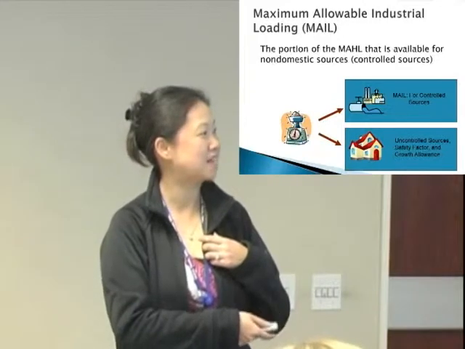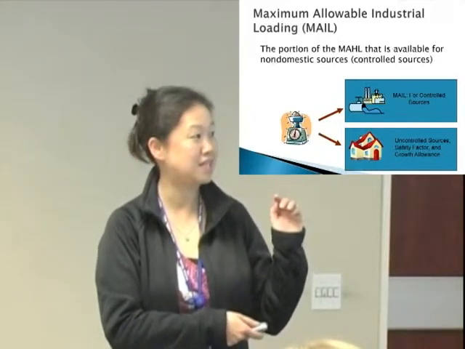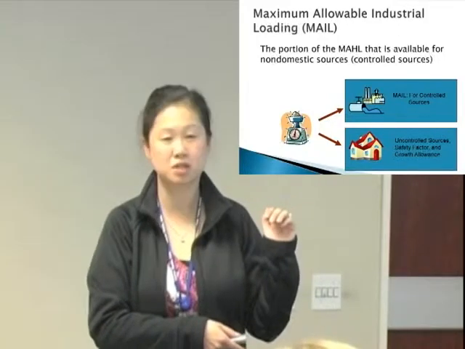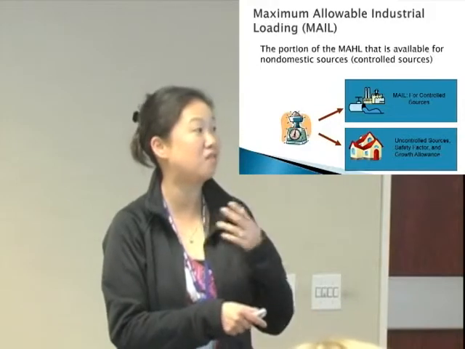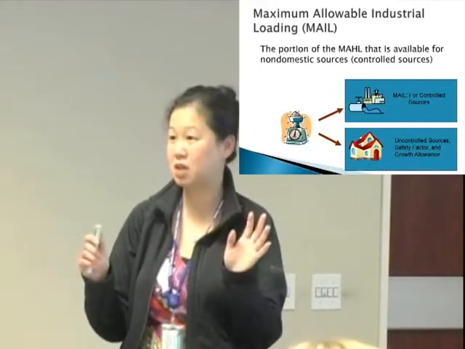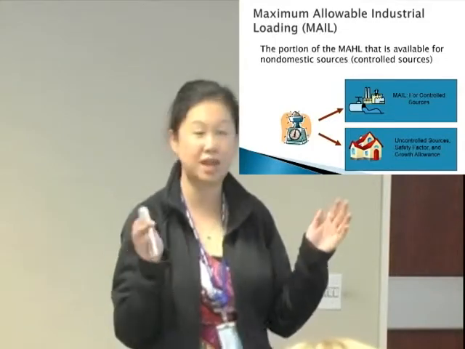maximum allowable headworks loading that we found in the other slide, and we take out the uncontrolled sources, such as domestic, that we don't control, the residents. We take that out, and then any safety factors that POTWs may want to set aside for growth, or for that rainy day, and the remainder is the MAIL, what's allowed to be distributed for their industrial or non-domestic sources.